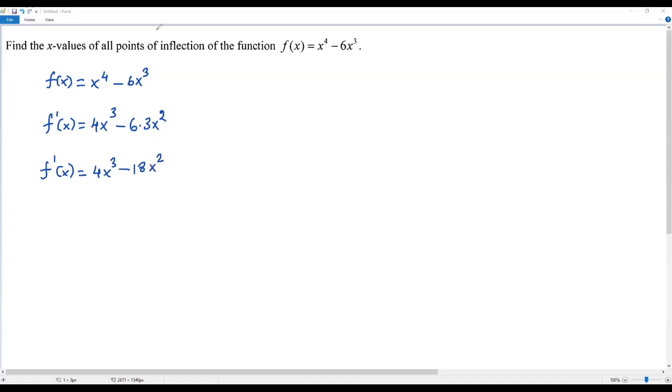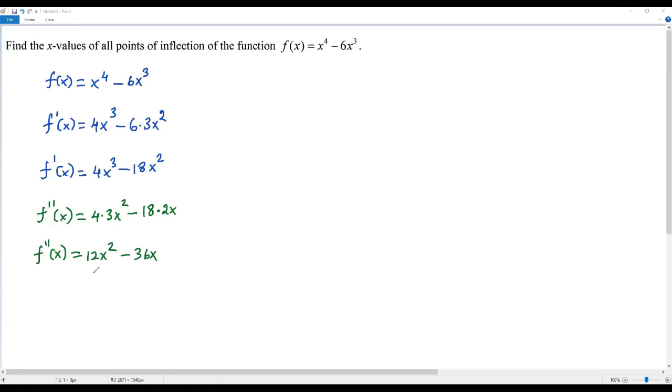Okay, now I got the first derivative. Now I have to get the second derivative. That is f double prime of x equals. It's a constant multiplied by the variable, so let's keep the constant 4 as it is. When I find the derivative of x cube, it becomes 3 x to the second power. Minus 18 is a constant; when I find the derivative of x squared, it becomes 2x. So f double prime of x equals 4 times 3, which is 12x squared, minus 18 times 2, which is 36x.